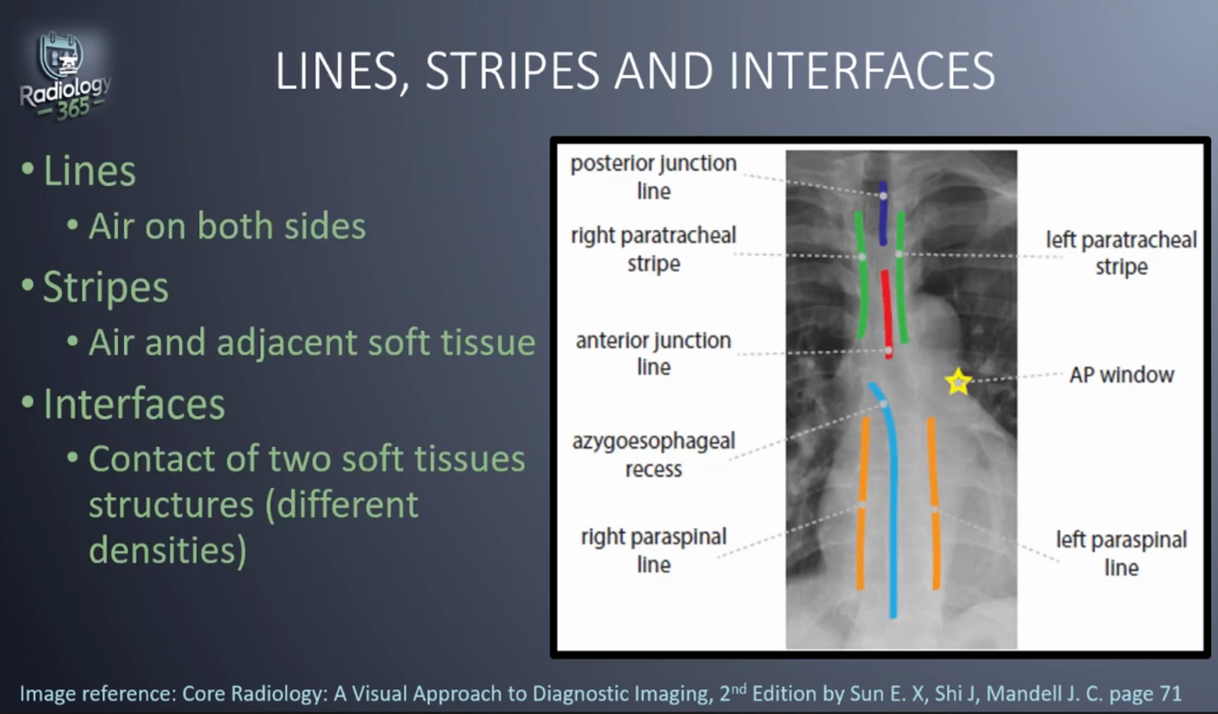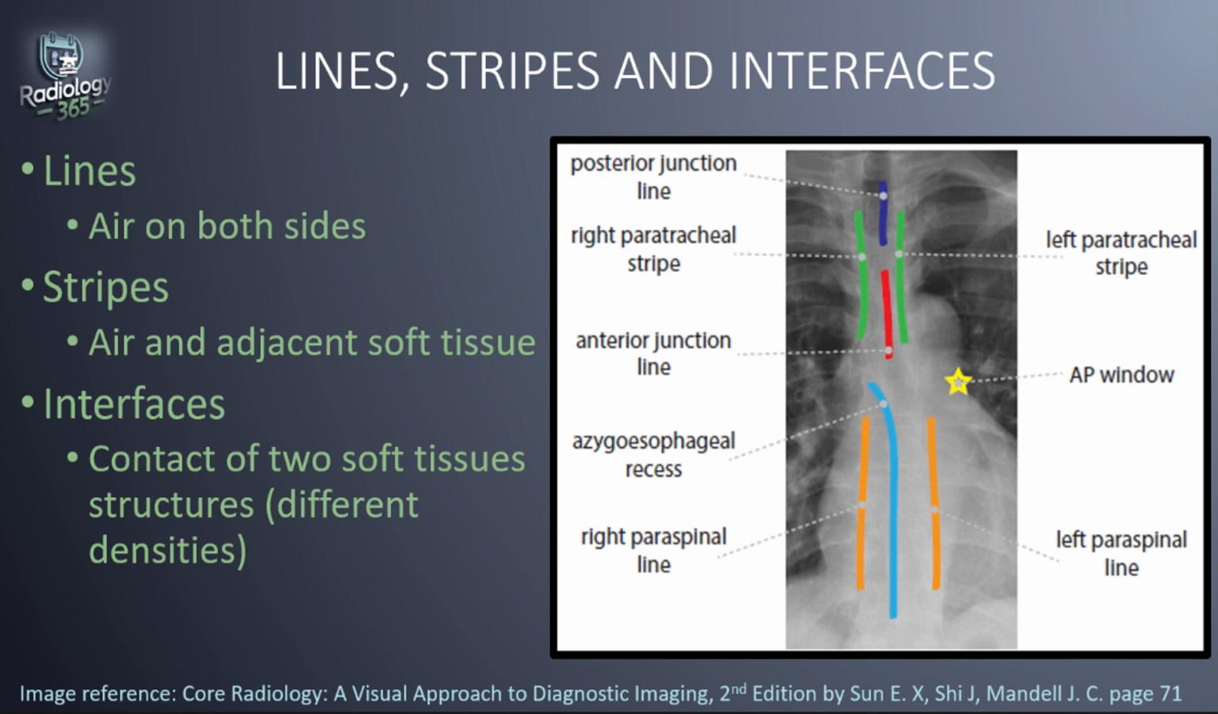Next, we'll talk about lines, stripes, and interfaces in the mediastinum on a typical frontal radiograph. Now, interfaces between anatomic structures in the lungs, mediastinum, and the pleura may be displaced or thickened in the presence of a mediastinal mass or an abnormality.